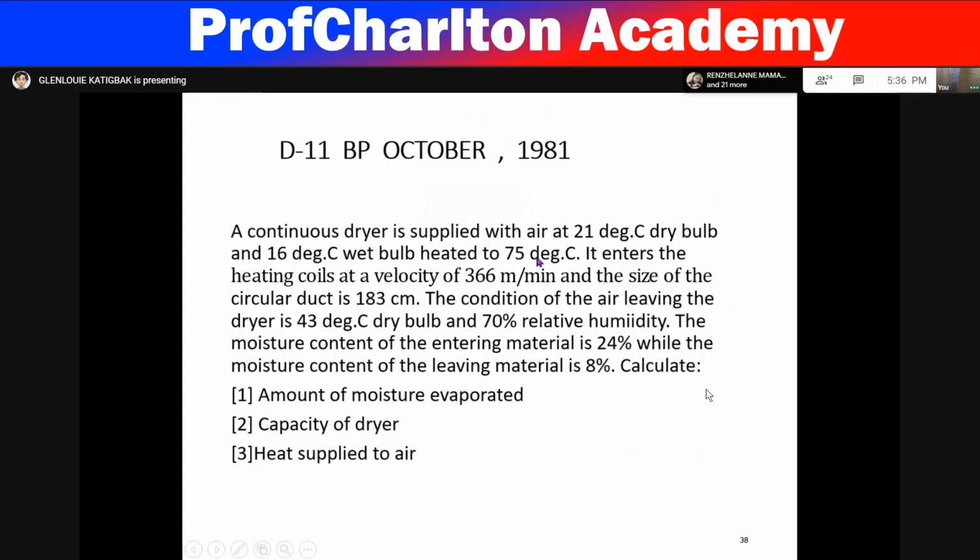So here, the problem: a continuous dryer supplied with air at 21 degrees Celsius dry bulb with 16 degrees wet bulb, heated at 275 degrees C. It enters the heating coils at a velocity of 366 meters per minute and the size of the circular duct is 183 cm. The condition of the air leaving the dryer is 43 degrees Celsius dry bulb and 70% relative humidity. The moisture content of the entering material is 24% and the moisture content of the leaving material is 8%. Calculate first the amount of moisture evaporated, second the capacity of the dryer, and third the heat supplied to air.